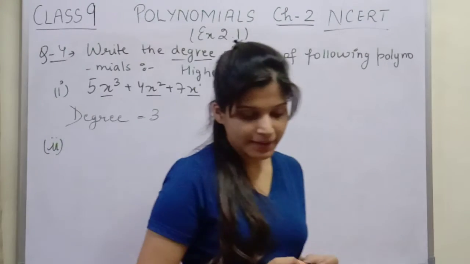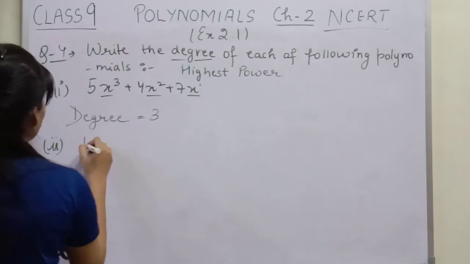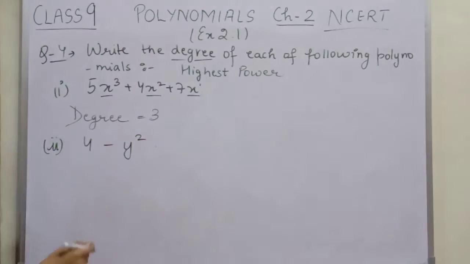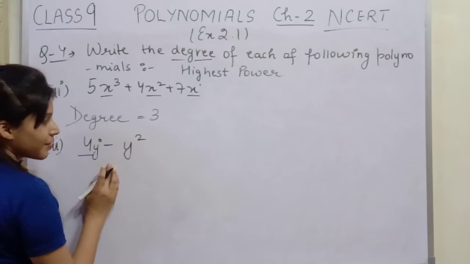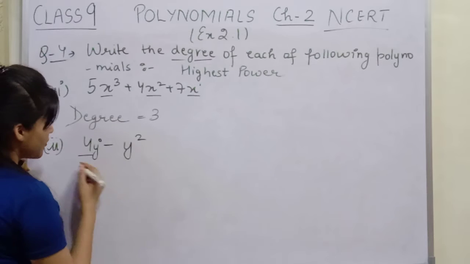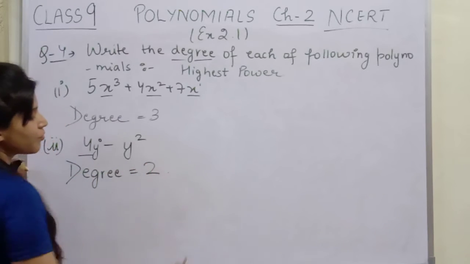Coming to second part. So in this second part we have 4 minus y square. So यहाँ पे we have a constant term 4 means y raised to the power 0. Y raised to the power 0, y raised to the power 2. So degree would be the highest power, which is 2.